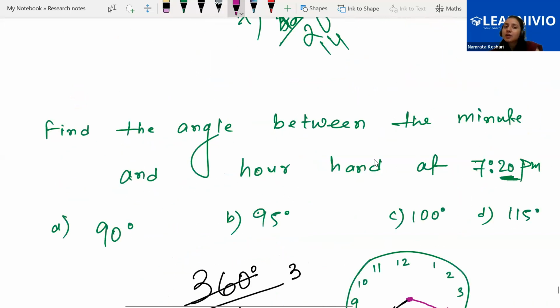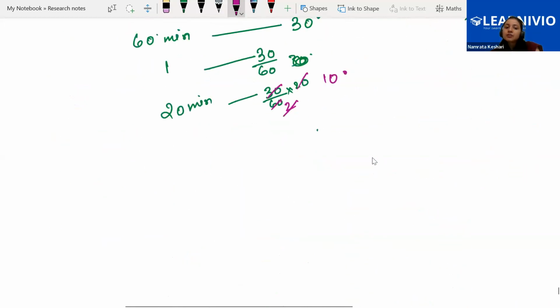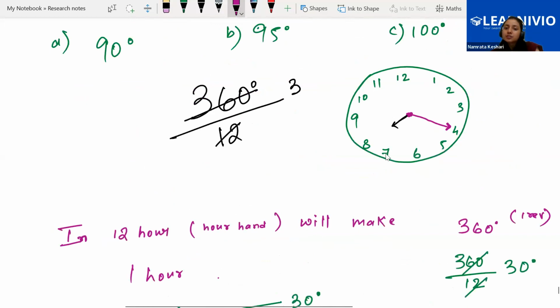Alina, 90 degree you are saying. Okay, 10 degree extra it will make, because it is not accurately at 7. If it were accurately at 7, Alina, then we could say that 90 degree is the angle. But it is not accurately at 7. So it has moved a little bit from 7, and we are trying to figure out how much the hour hand has moved.